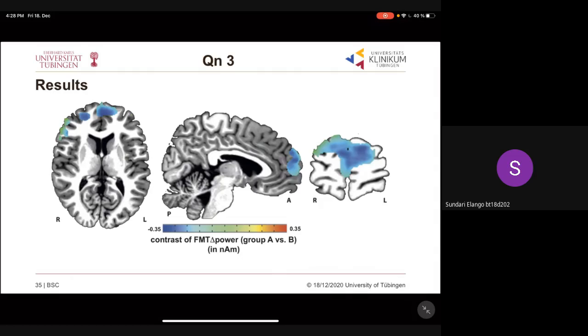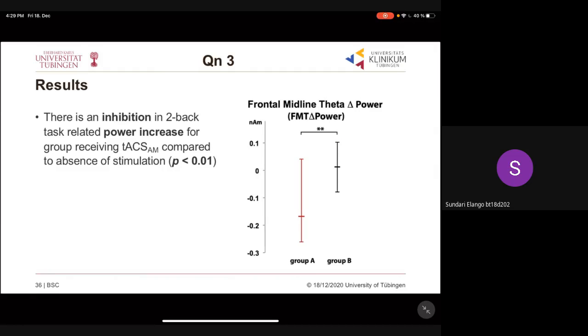The regions shown here in blue are also the regions which show an inhibition in the power increase which is required for performing the task, located in the medial prefrontal cortex region. Essentially, while people are performing a task, we would expect an increase, and then we applied the stimulation. Instead of the expected increase, there was an inhibited increase. So there is an increase, but it is not up to the mark for performing the task well. Again, this is confirming the same results from the medial prefrontal cortex.